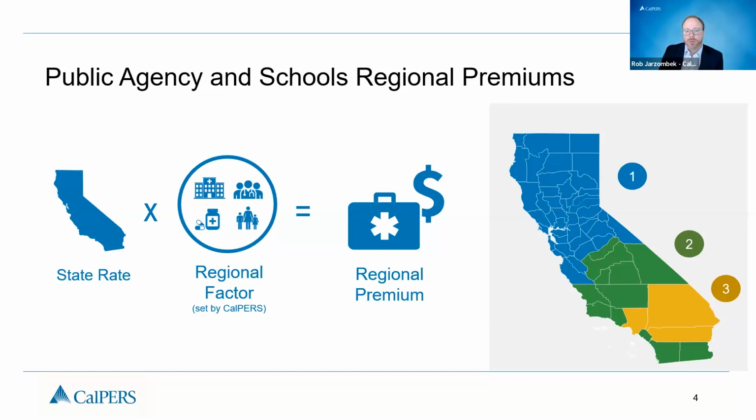For public agency and school employers, like many of you, you have the ability to buy health insurance from sources other than CalPERS. So our plans must be competitively priced in the market. To accomplish this, we have 3 pricing regions for our contracting agencies. The pricing reflects the regional differences in the cost of care. For example, medical unit costs are higher in Northern California, our Region 1, by about 13% compared to the statewide average. Region 2 is about 10% lower than the average, and Region 3 is just over 20% lower than the statewide average.